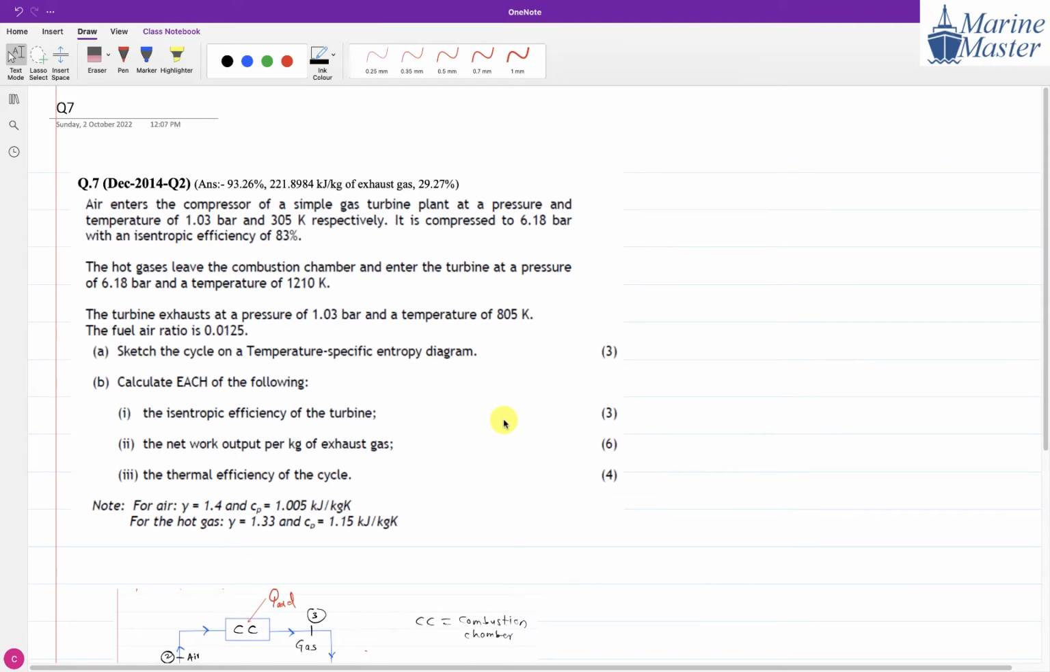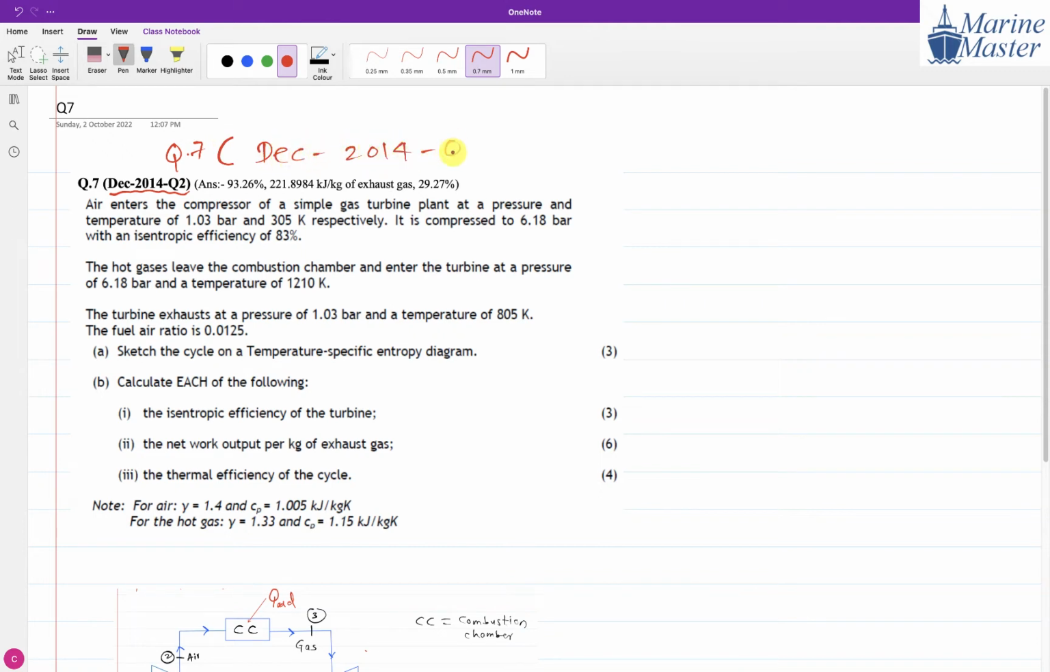Now we are going to study question 7 from chapter 4, that is December 2014 exam question 2. Everyone, first of all, before going further, give the heading of the question: question 7, December 2014 exam question 2.